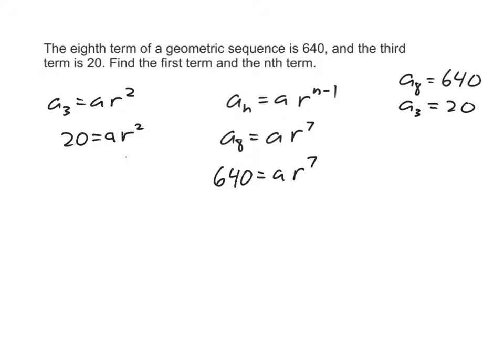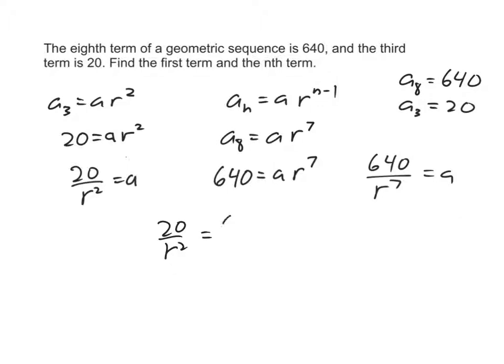So what I can do is solve for a on this and this. It gives me 20 over r squared equals a, and then 640 over r to the 7th equals a. Now, since this equals a and this equals a, I can set them equal to each other. So 20 over r squared equals 640 over r to the 7th.